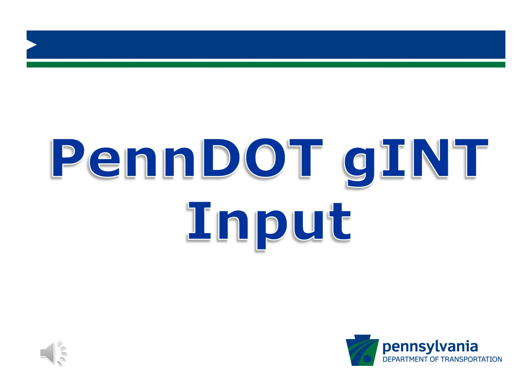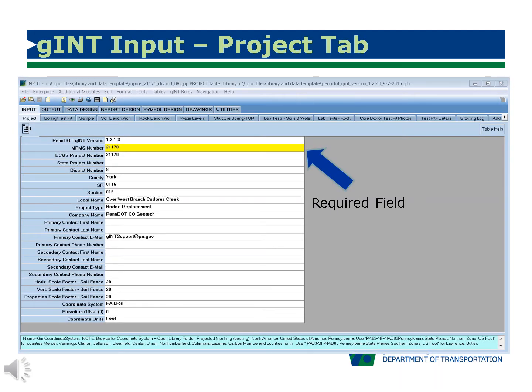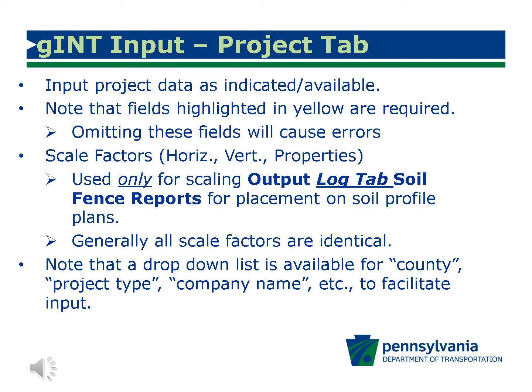The following portion of the training is for input of data into a PennDOT gINT project file. We'll start with the Input Project tab. This is a screenshot of the Project tab. Just a reminder that the highlighted field, in this case the MPMS number, indicates that it is a required input field. Please input Project tab data where applicable and available.